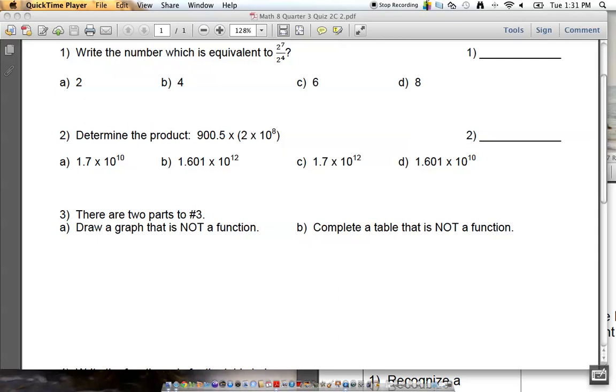Oh, by the way, how many people here have not opted out of the state test? Have not opted out. 1, 2, 3, 4, 5, 6.